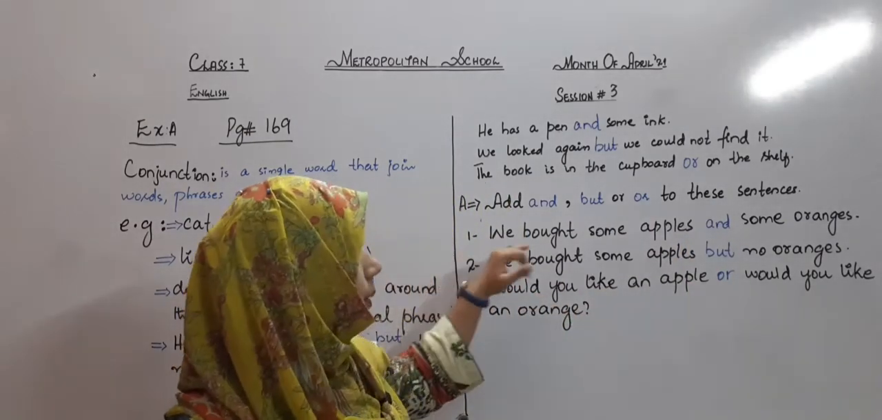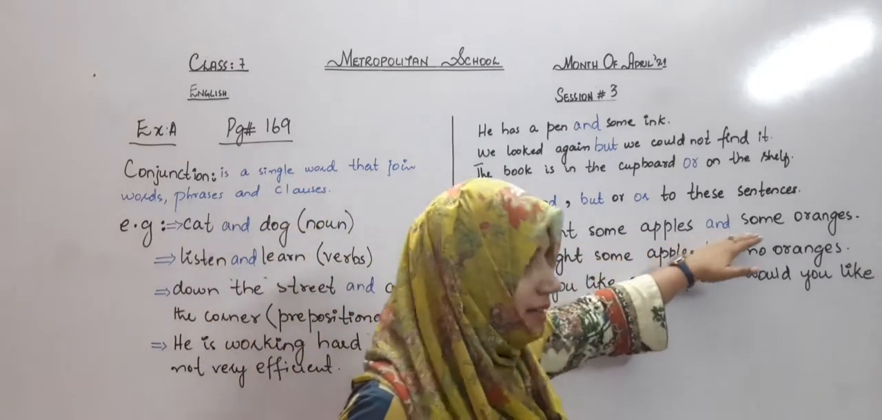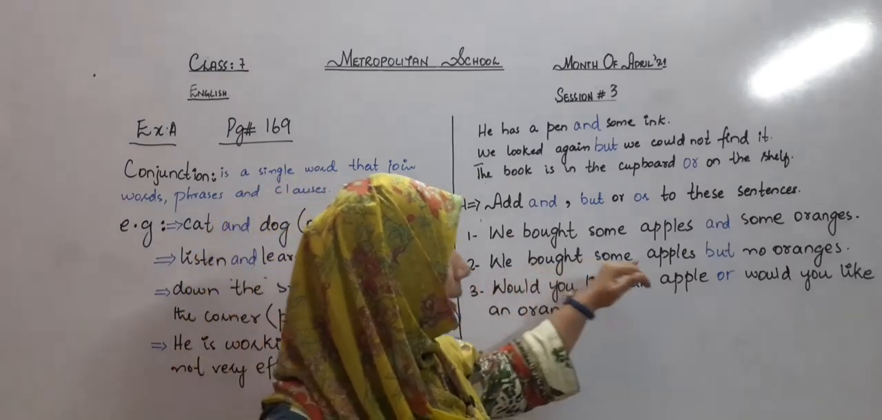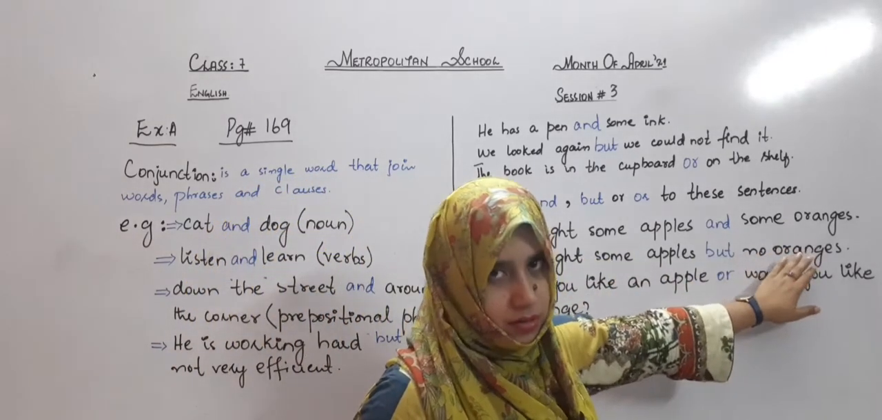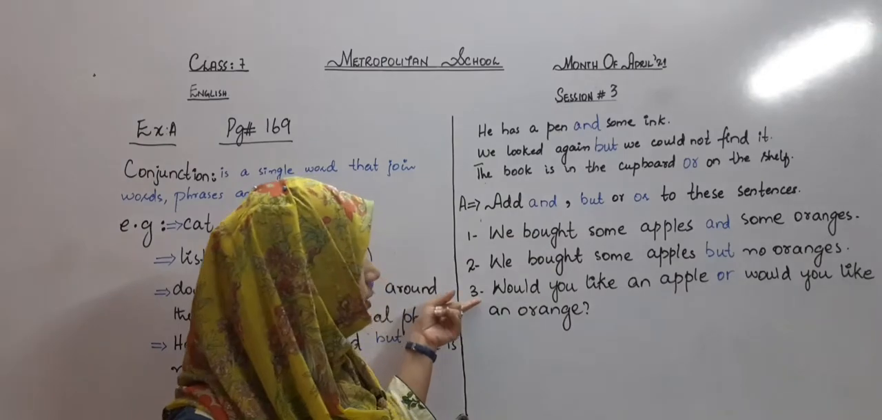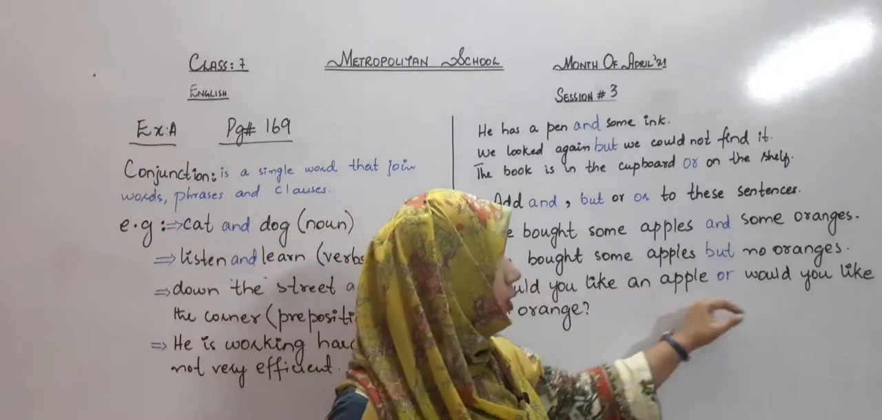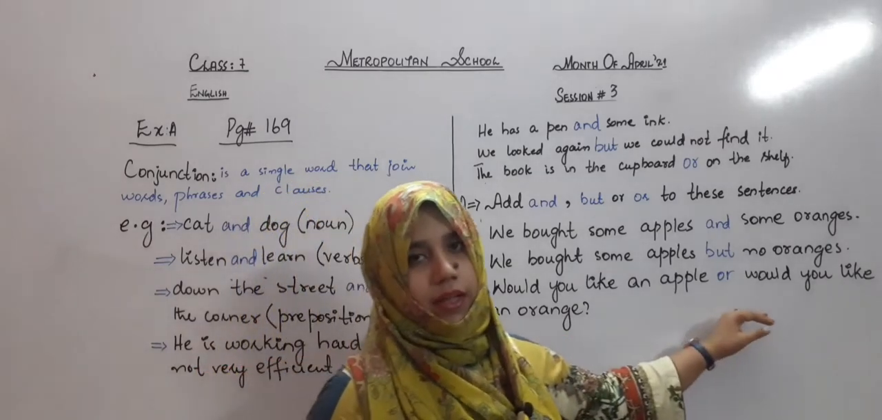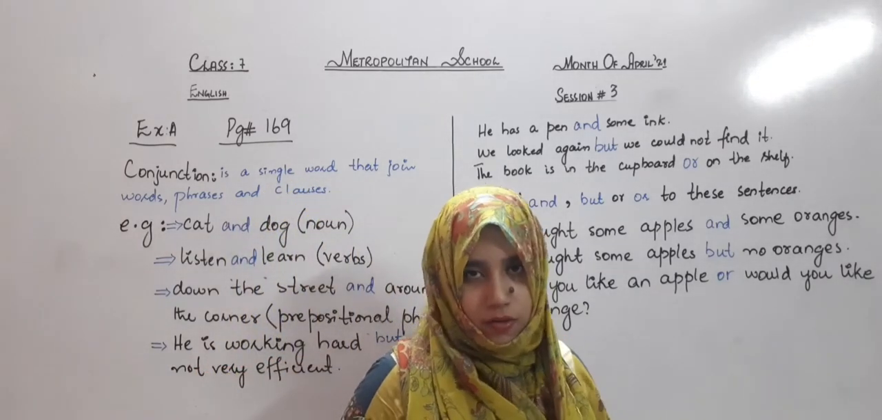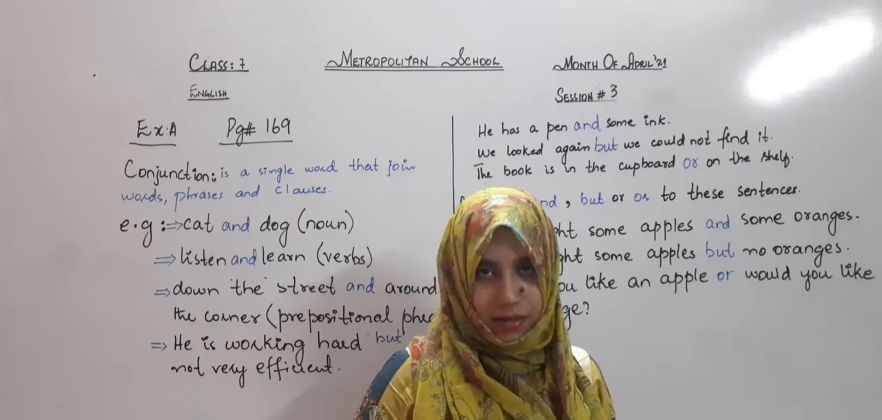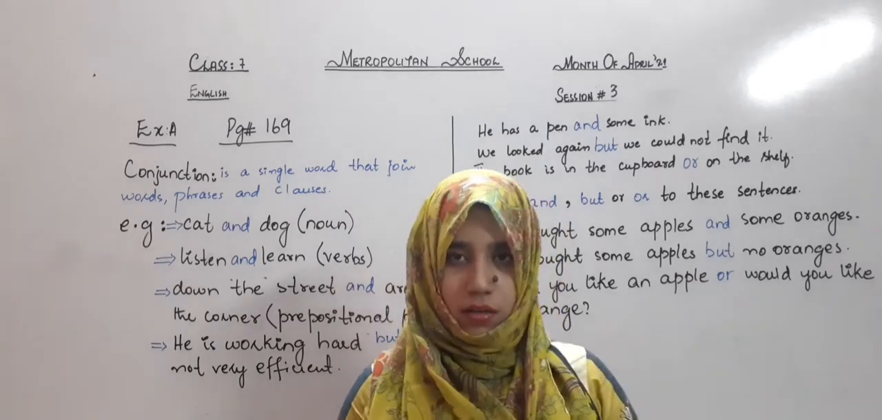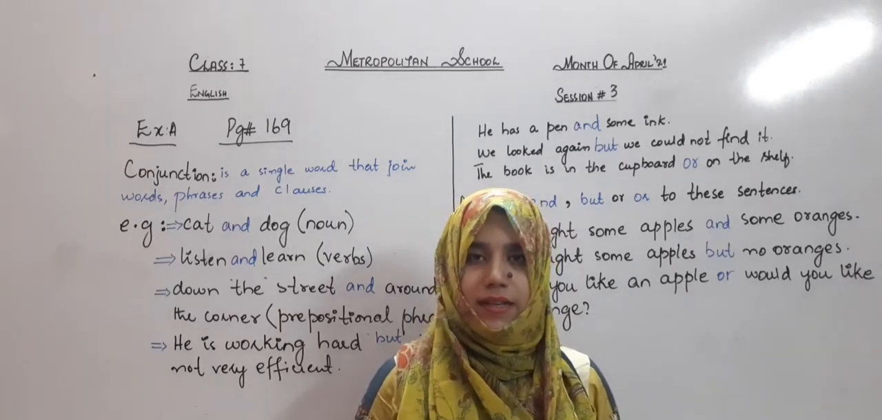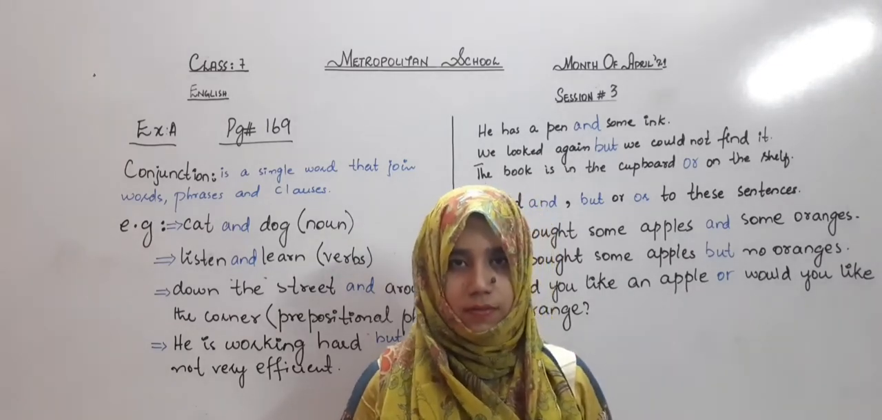So number one, we bought some apples and some oranges, right? We bought some apples but no oranges. And another sentence is, would you like an apple or would you like an orange? We are giving an option over here, right? So I hope that you people are understanding this exercise in a very good manner. Now let's move towards another exercise, that is exercise B of the same page number.